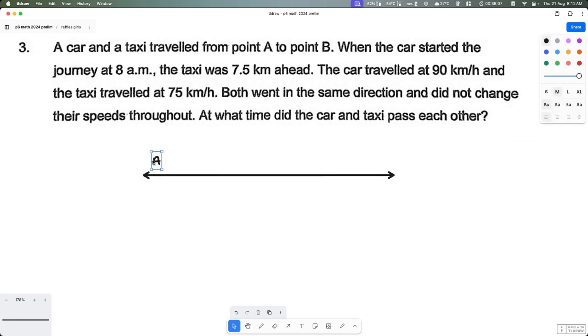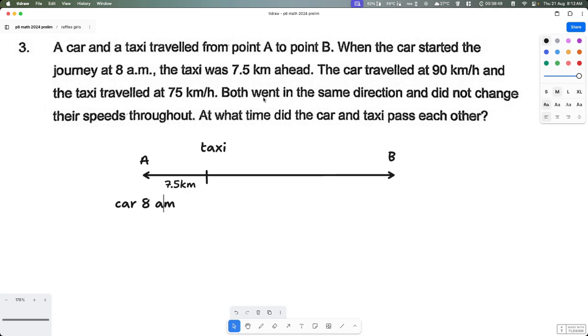Let me put A, and then we have B as well. When the car started its journey at 8 a.m., the taxi was already 7.5 kilometers ahead. So this is the taxi, and I'm going to write here 7.5 km ahead of the car. The car travels at 90 and the taxi travels at 75 kilometers per hour.